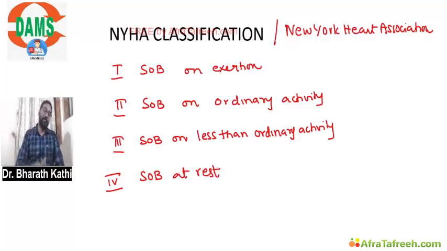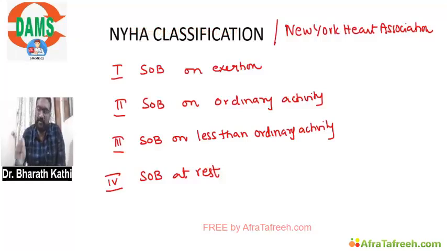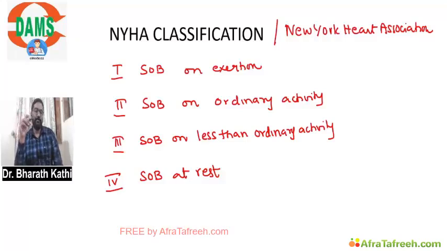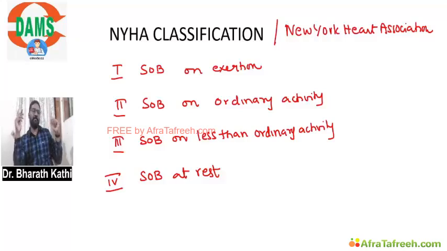Now how do you inquire what is ordinary activity for a patient? So the simple rule of thumb is you can just ask, are you finding it difficult to climb stairs? So climbing stairs is an ordinary activity. If the patient says yes, it can be grade 2. Whereas less than ordinary activity is going to the washroom. So you are going to the restroom and coming back. Are you finding it difficult in breathing? If the patient mentions yes, then it is grade 3.